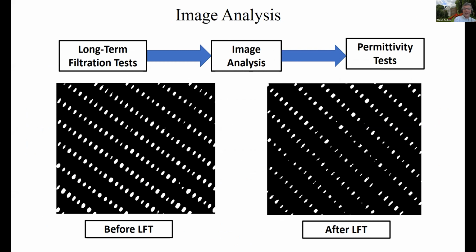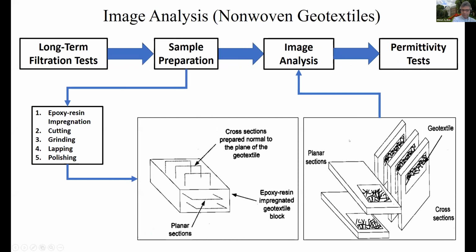We have image analysis tools developed earlier to analyze the textiles. You can see the textile on the left, the virgin textile before the test. You can see the woven geotextile after the test. There are small changes in the pore sizes, which can be measured by our systems. We are also running permittivity tests on the post-test geotextiles, and then making sure that the image-based values are comparable with the permittivity test-based values, and they were.